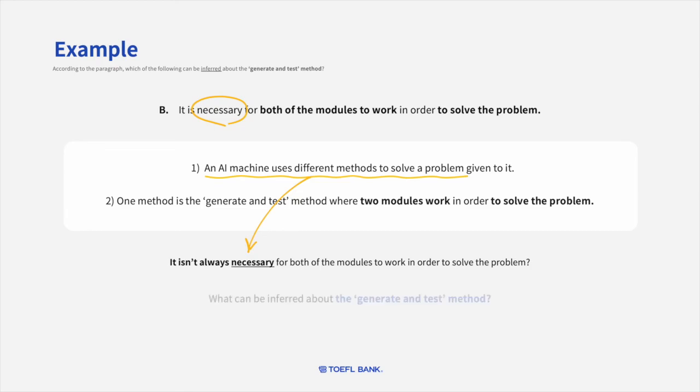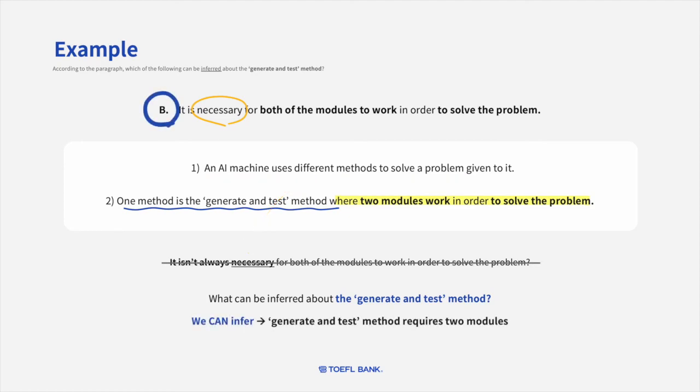However, the question was, what can be inferred about the generate and test method? There are different methods, but one of them is the generate and test method, and this method is where two models work in order to solve the problem. Hence, B can be inferred, and the answer to this question is B.